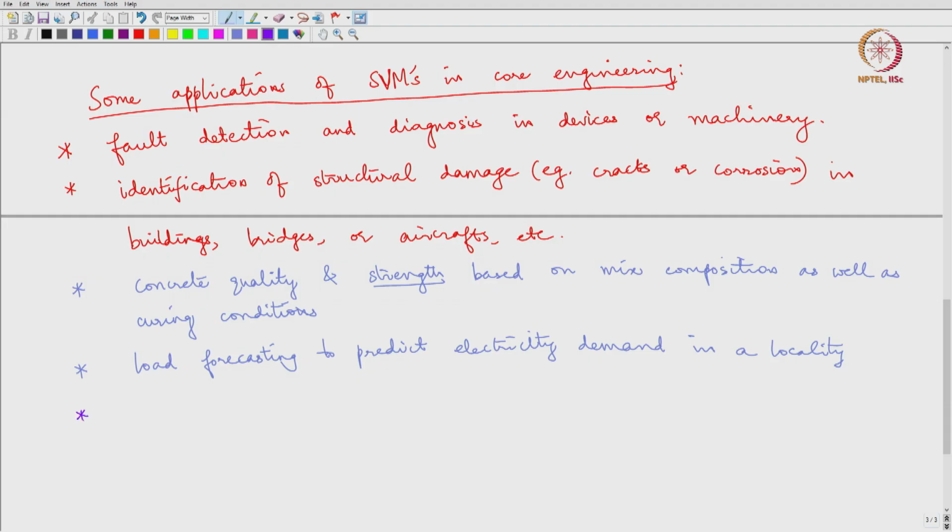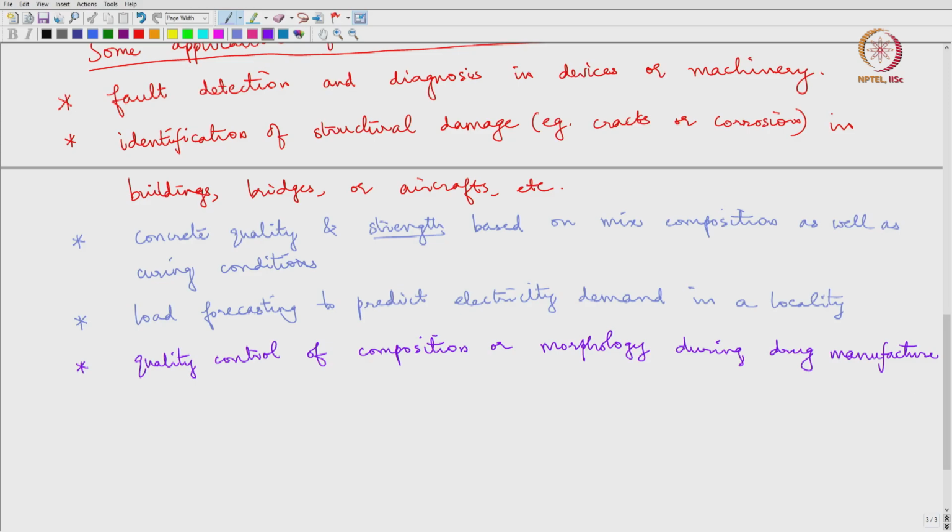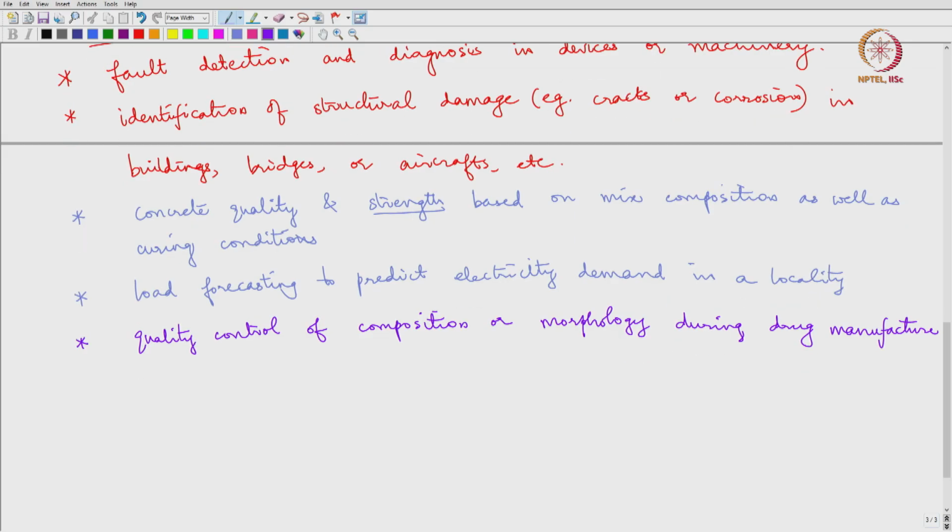Some more examples are for instance quality control of the composition and morphology during drug manufacturing. So you are making a drug molecule, a medicine, then you need to be sure that the composition is right, the quality is controlled in terms of the morphology, the tablets that are being made will they dissolve properly, will they be stable during packaging, and so on and so forth. That has to be determined.